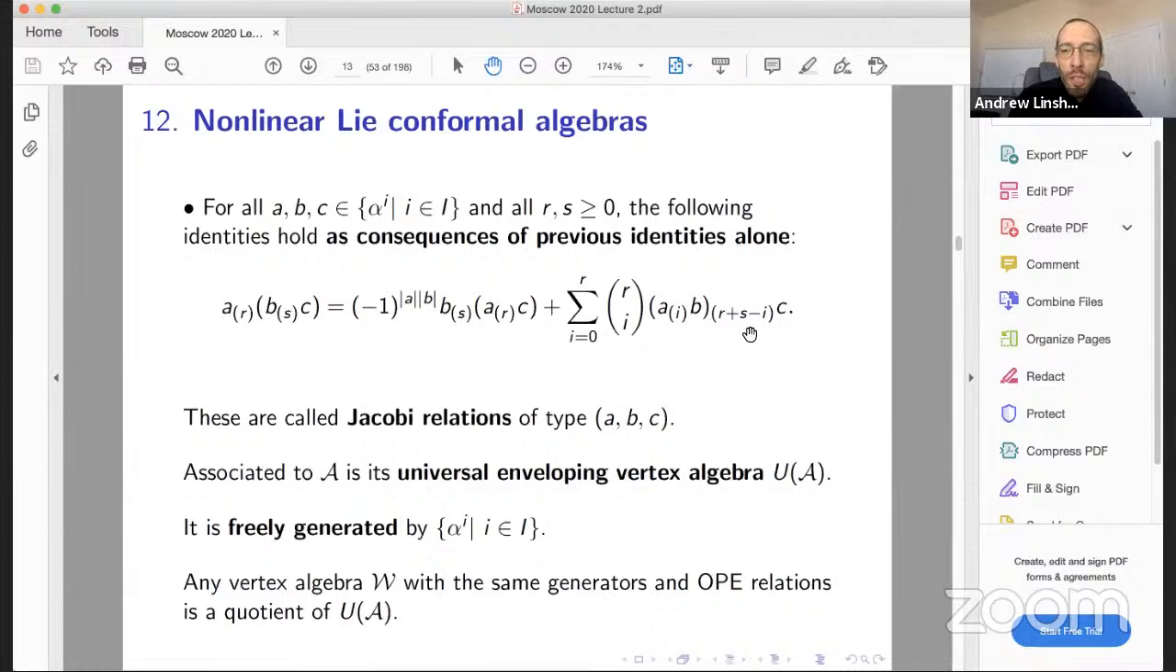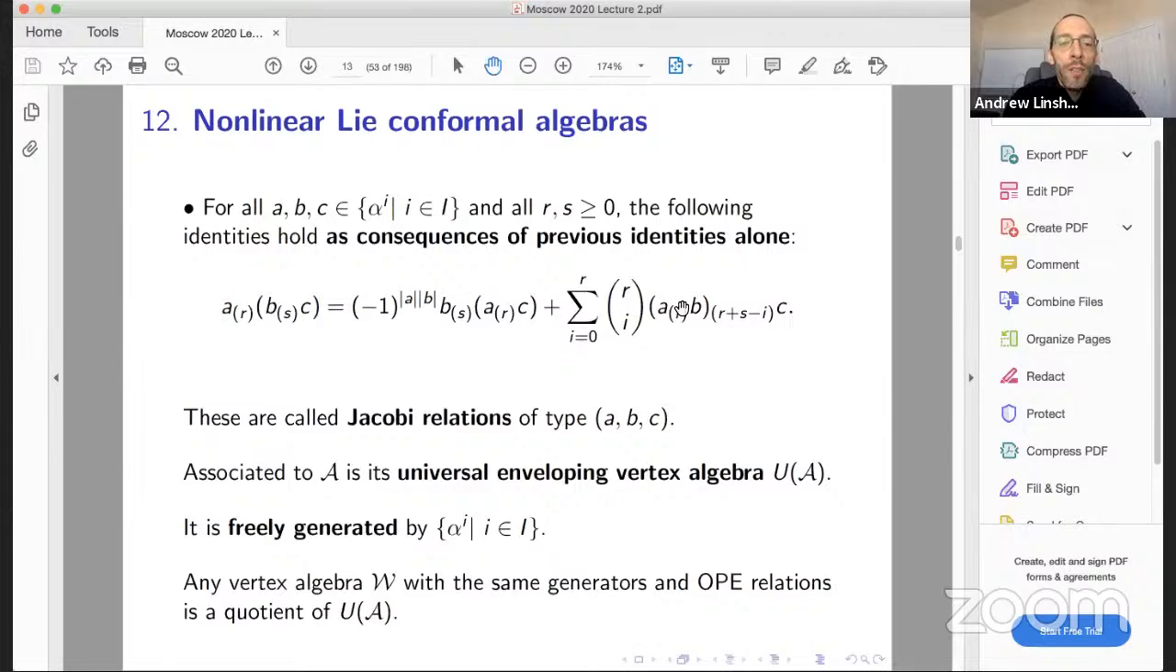If you write down this Jacobiator, because OPEs are normally ordered polynomials in the generators and their derivatives, this quantity will be as well. And if it doesn't vanish as a consequence of the other identities, then you have to kill this in all its derivatives. And then you get a VOA that's not freely generated.